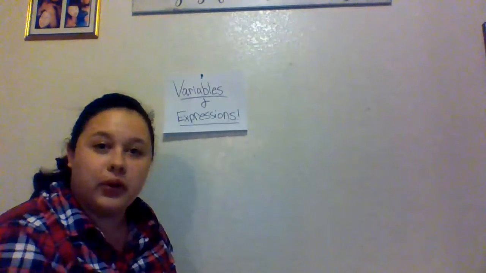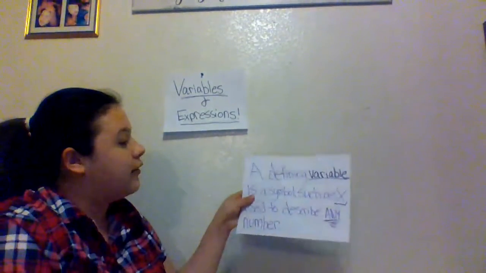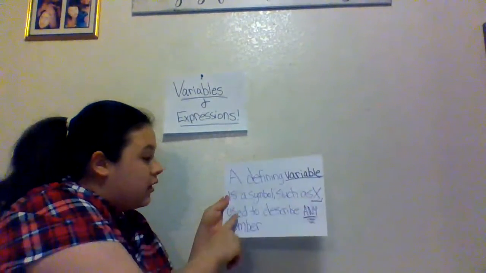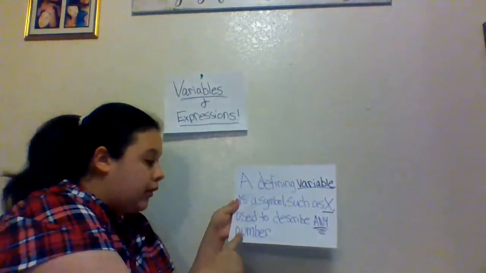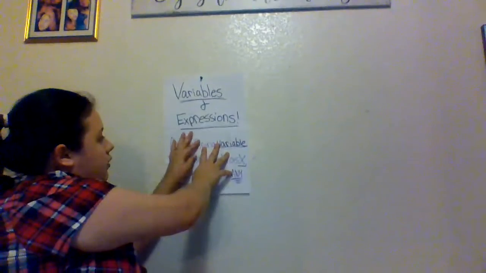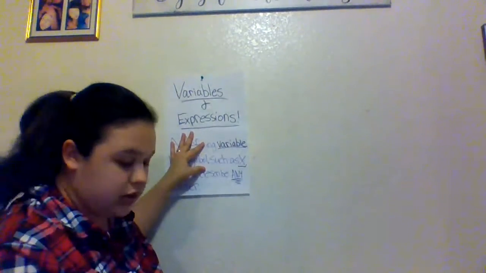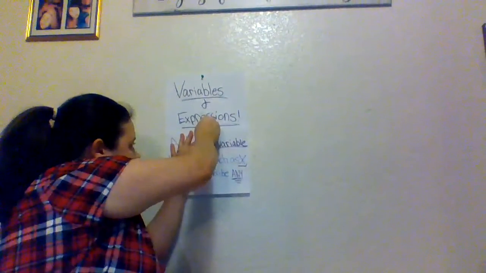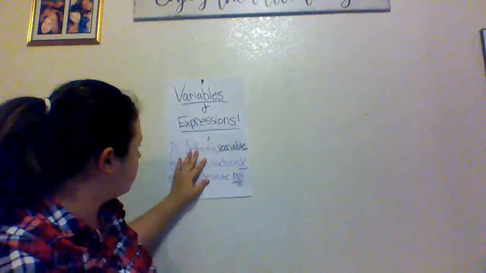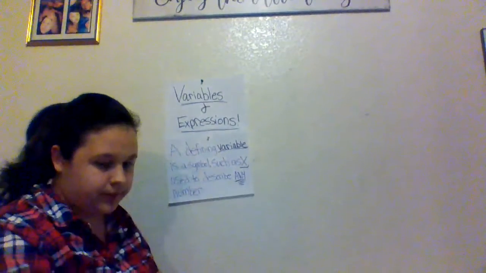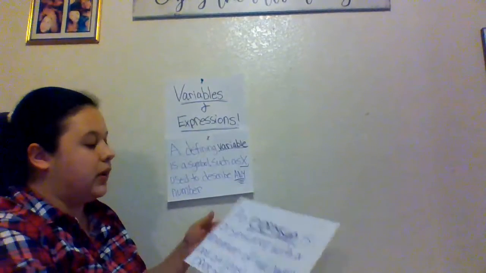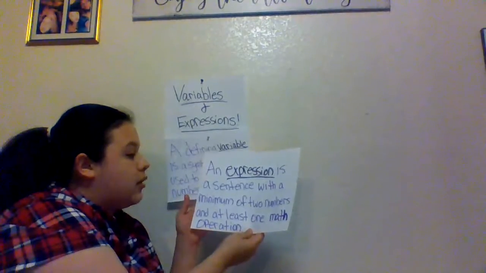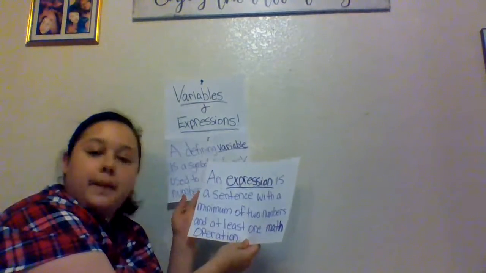First, know how to handle a problem. You have to know first what it means. So, first, a defining variable is a symbol such as X used to describe any number. Let me just put this down here so we don't forget our definitions. There we go. And then next we have our expressions. An expression is a sentence with a minimum of two numbers and at least one math operation.